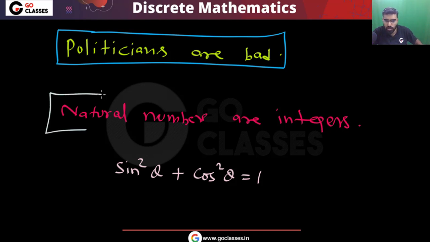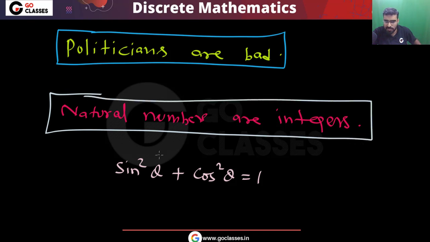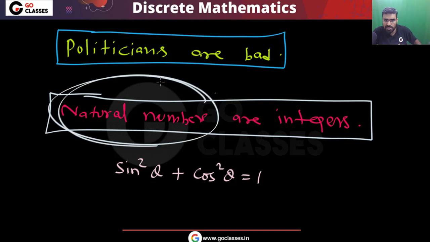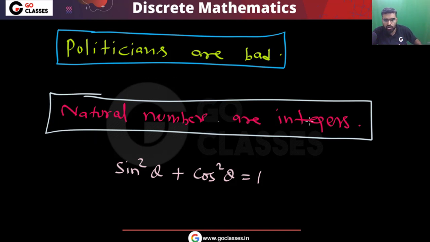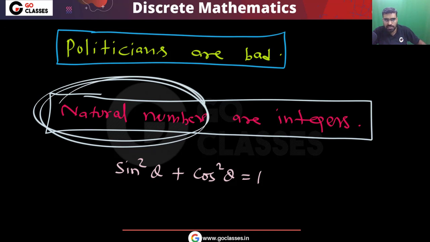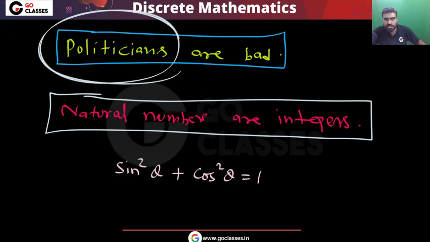In real life, you have also said, natural numbers are integers. This statement is true. But in this statement, are we talking about all the natural numbers? Are we saying that all natural numbers are integers, or that some natural number is an integer? Does this statement have universal or existential quantification? The answer is universal quantification. Here universal quantification is hidden. Basically we are saying that for all natural numbers, they are integers. Here we are saying for all politicians, they are bad.